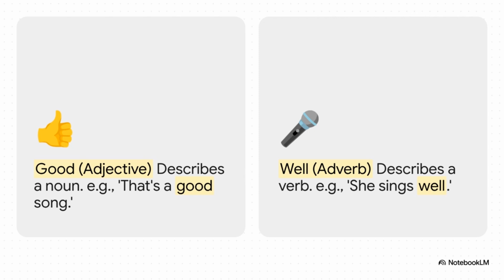Good is an adjective, so it always describes a noun. You have a good idea. That is a good song. Well, on the other hand, is an adverb, so it describes a verb, an action. You speak English well. She sings well. Just remember, good describes things, well describes how things are done.